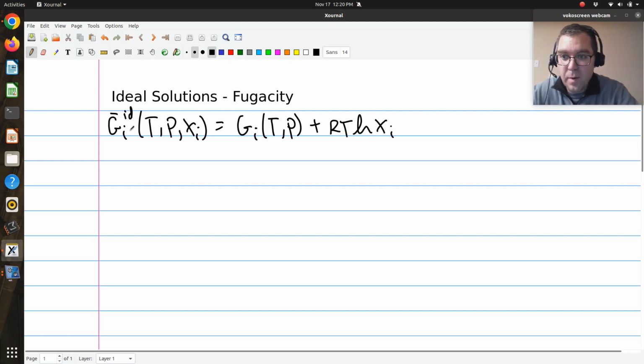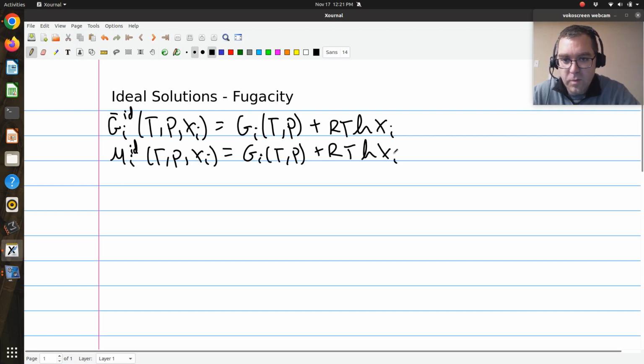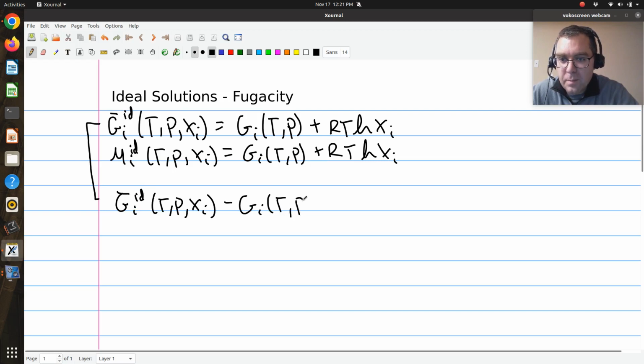All right, now remember my partial molar Gibbs free energy of my ideal solution, that's equivalent to the chemical potential of component i in my ideal solution at given temperature, pressure, and composition. So in terms of getting our expression for fugacity, we can work with either one of these expressions. I'm going to take this first one and rewrite it. I bring my Gibbs free energy of my pure component system over to the left-hand side: G bar i ideal at T, P, and xi minus Gi at T and P is equal to RT log xi.